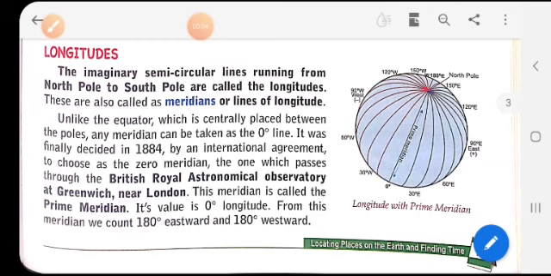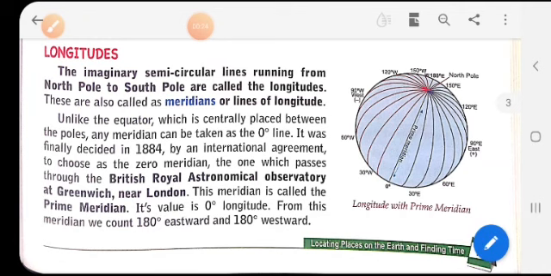Children, in our previous class, we learnt about the latitudes and the grid system. Now, we are going to learn about longitudes, and these longitudes determine our times. The imaginary semicircular lines running from North Pole to South Pole are called the longitudes.